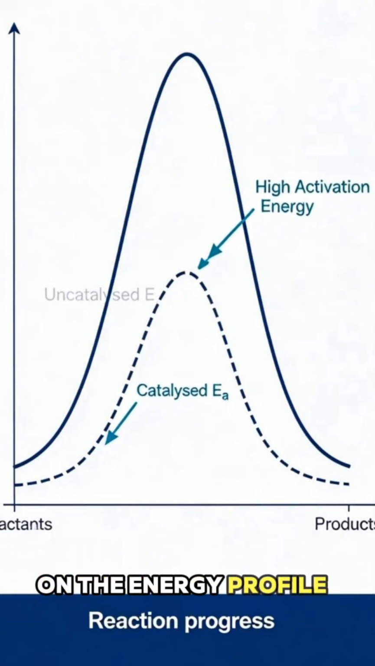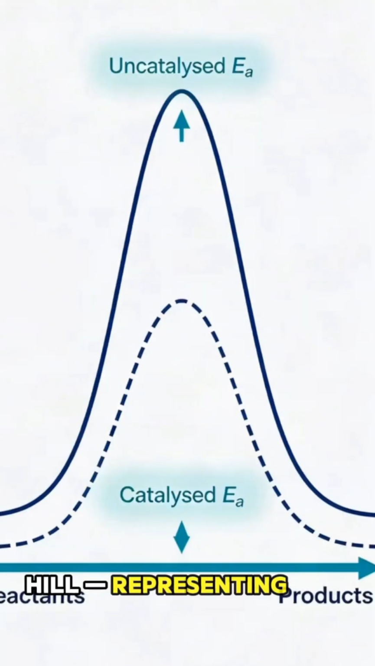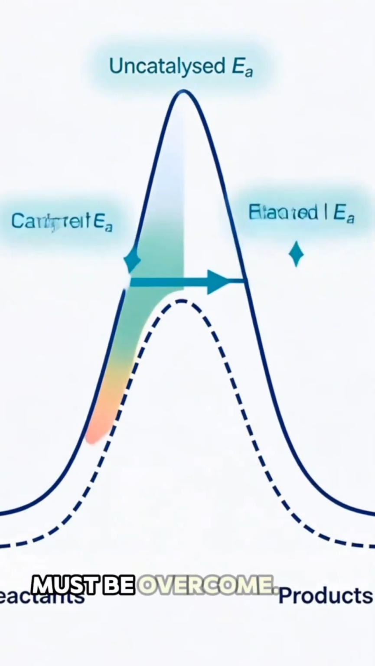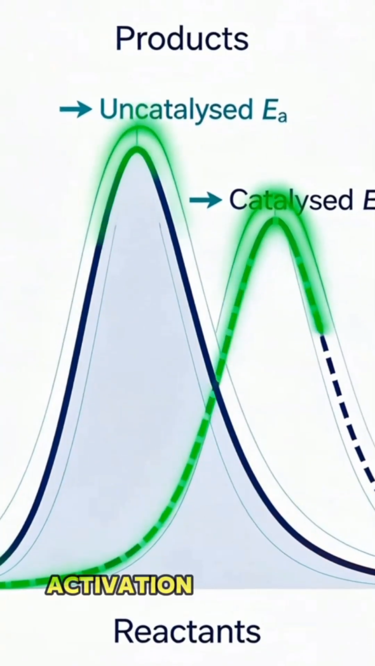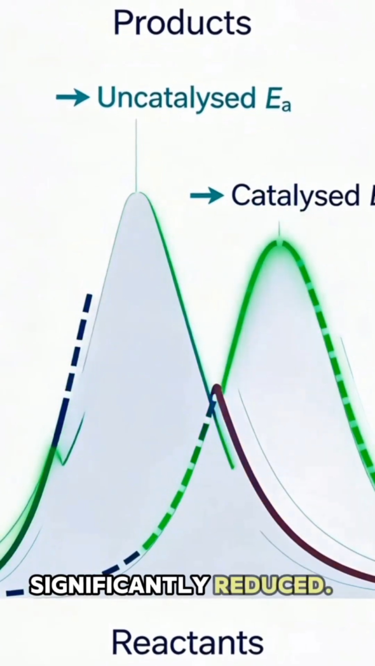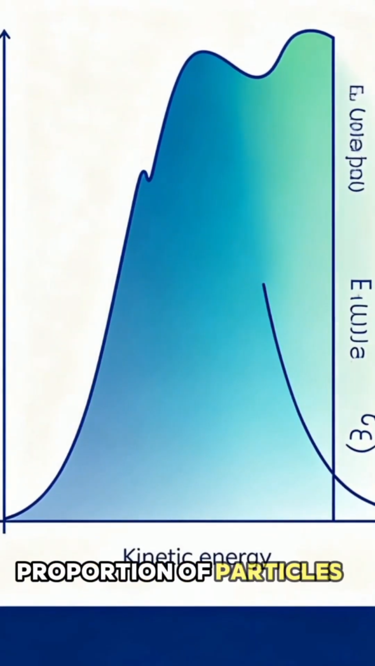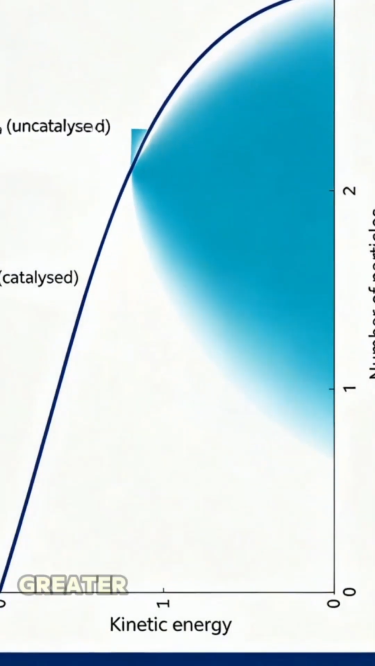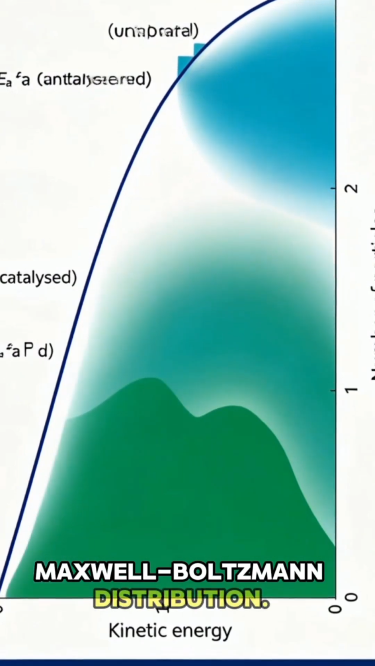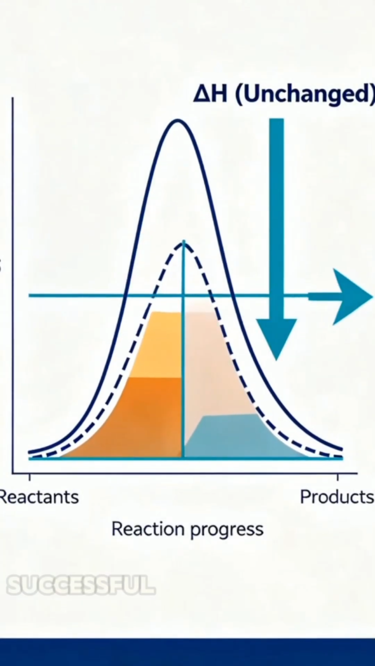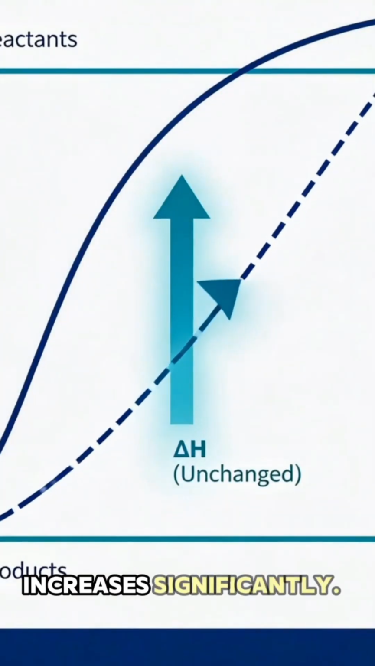On the energy profile diagram, the uncatalyzed reaction shows a high energy hill, representing the high activation energy that must be overcome. The catalyzed reaction shows a lower energy hill. The activation energy is significantly reduced. Because the activation energy is lower, a much greater proportion of particles have kinetic energy equal to or greater than this lower value, as shown by the Maxwell-Boltzmann distribution. Therefore, more collisions are successful per unit time, and the rate of reaction increases significantly.